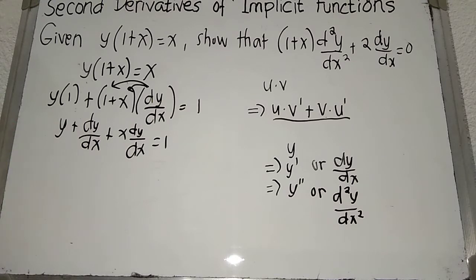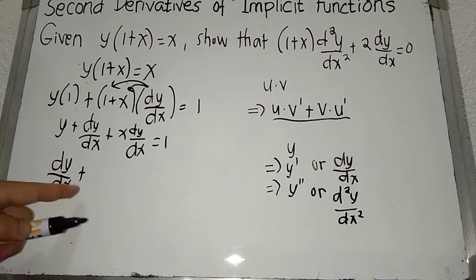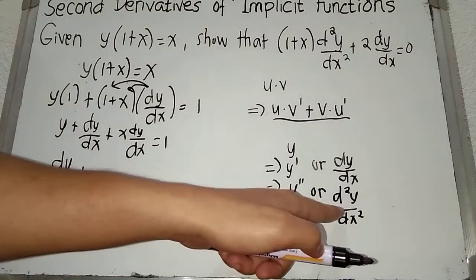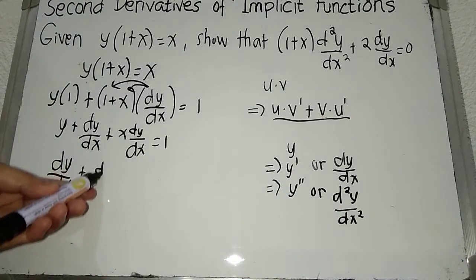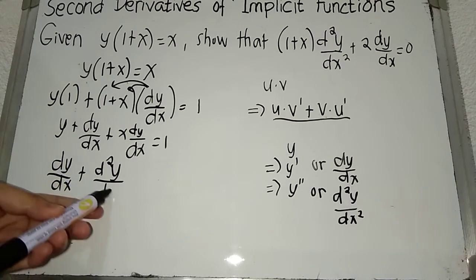Now next thing to do is that we are going to differentiate for the second time. So let us differentiate again. What is the derivative of y? This is dy over dx, plus copying the operation. What is the derivative of dy over dx? That is the second derivative of y with respect to x, which is this symbol over this.